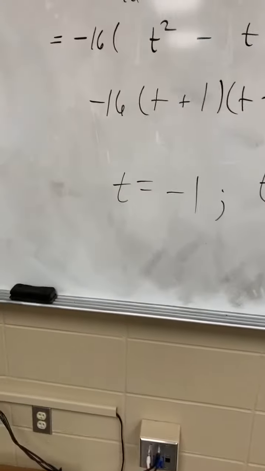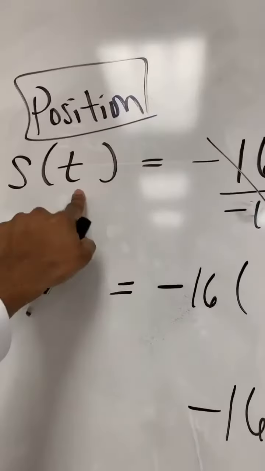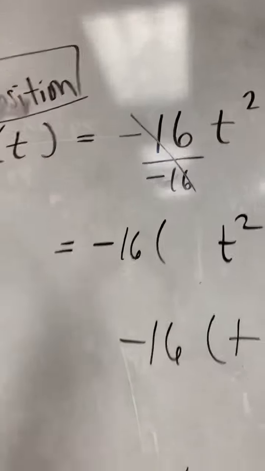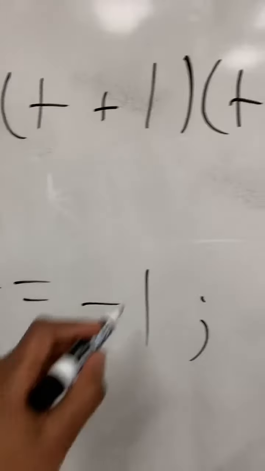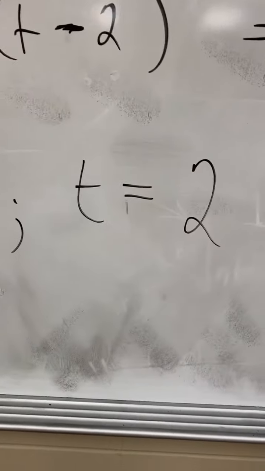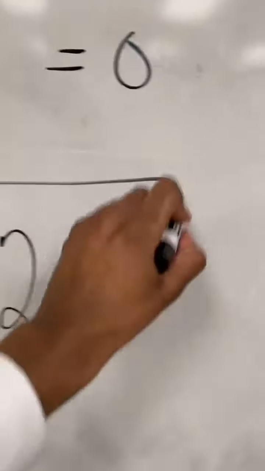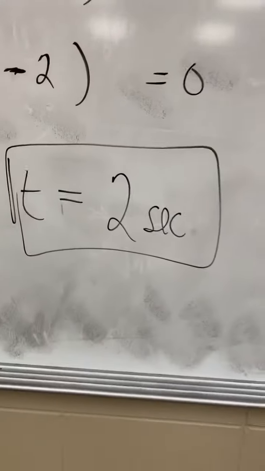And remember, this is a position function. If I put in a certain number of seconds, it's going to give me a certain height, right? There's no such thing as negative 1 seconds. So that is not my possible answer, not in the context of this problem. This is the one that makes the most sense. It takes this person 2 seconds to hit the water.